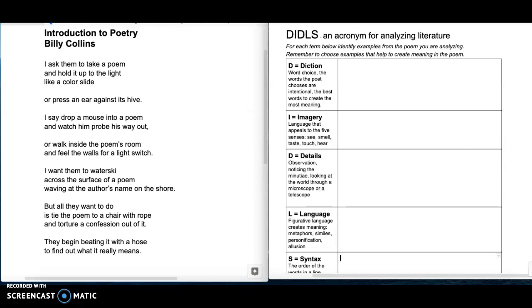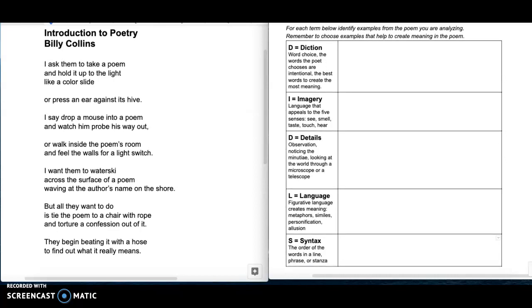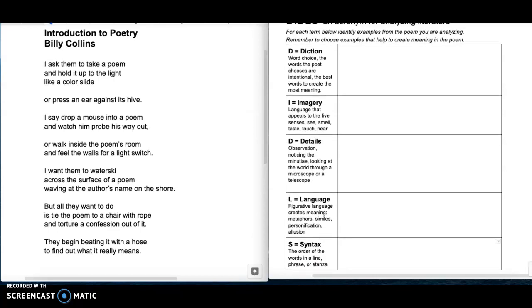These are the observations that the poet makes, the attention to the minutiae, and the way he uses these details to create meaning. The L stands for language, very specifically figurative language. And the S stands for syntax. This is the order of the words on the page, the order of the words in the line, or the order of the words in the stanza. So now let's look at how Collins uses language to create meaning about poetry.